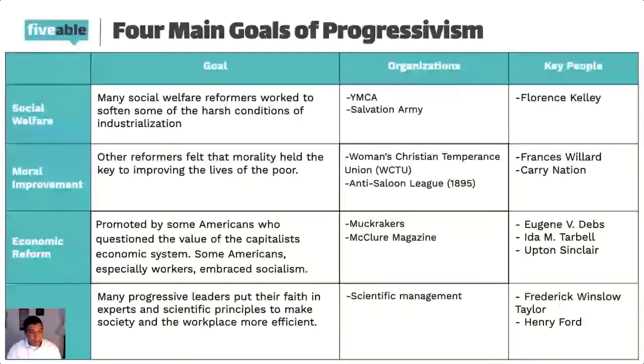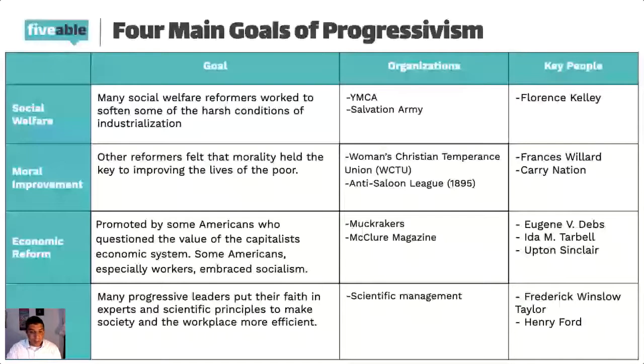Next was economic reform. How do you fix the economy that has produced so many poor people? One of the goals of progressivism was to promote Americans who questioned the value of capitalism. Some American workers began to embrace socialism. They said, capitalism doesn't work. Look at how much money these people have. Here's how much money we have. This is not working.